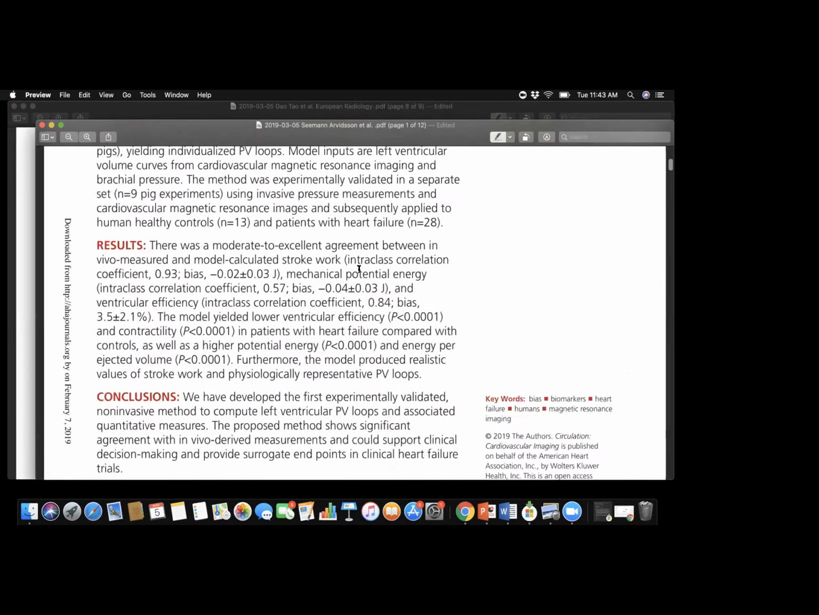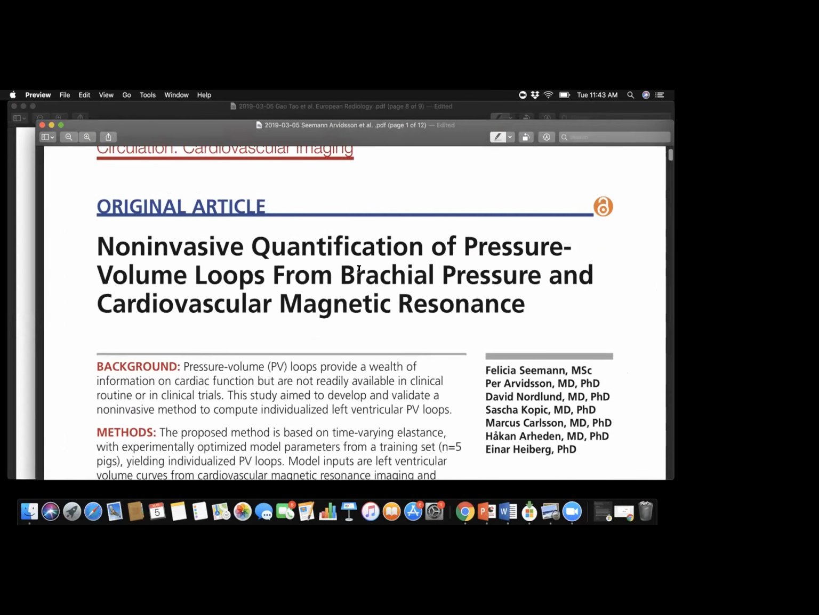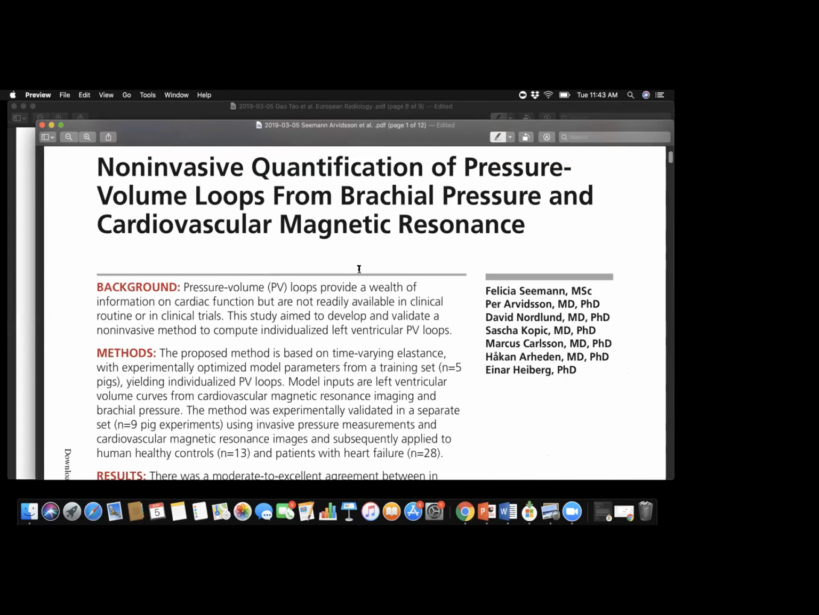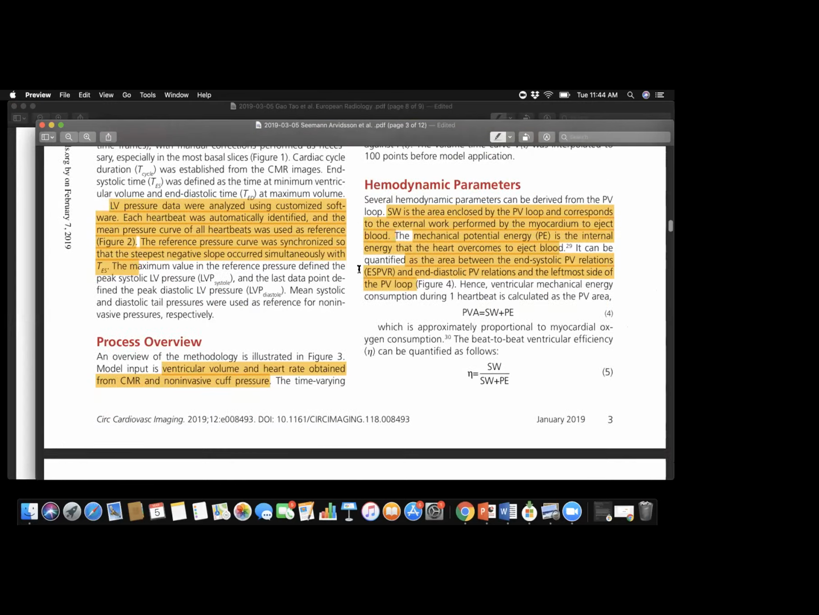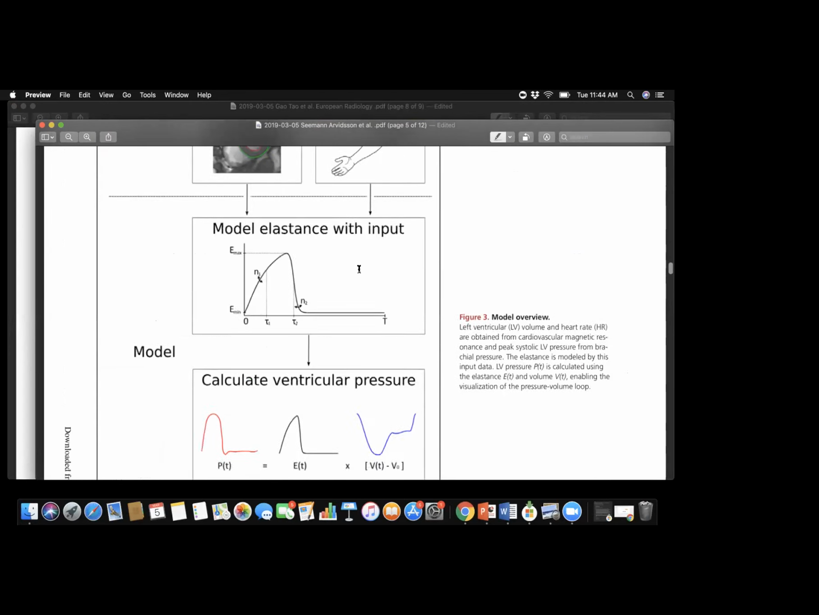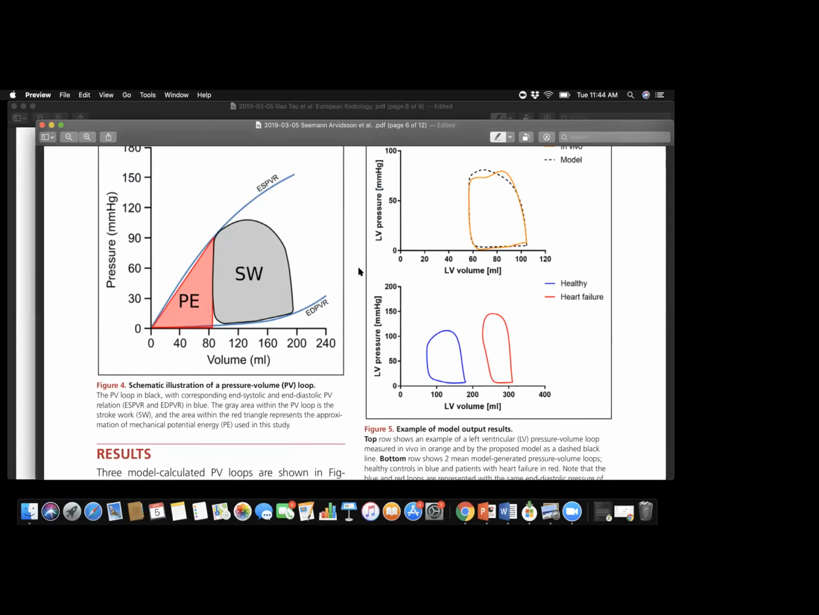So this is a very nice paper on the non-invasive quantification of pressure volume loops using the brachial pressure and cardiovascular MRI. Just for people who might not be familiar with pressure volume loops, it's very nice graphs, by the way. This is basically the pressure volume loop that gives you an idea of the cardiac mechanics. By echocardiography, you usually get an ejection fraction measurement, which might not be enough.